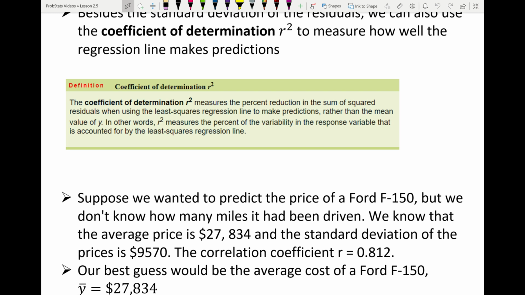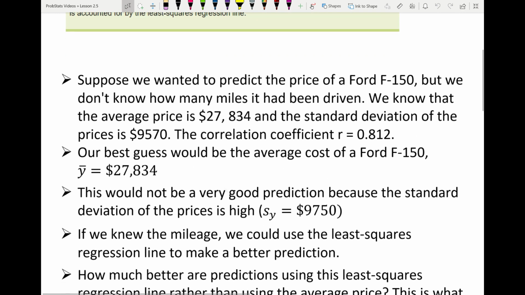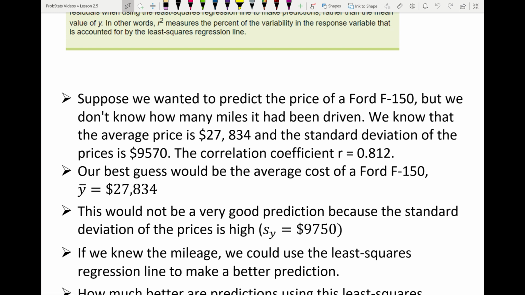Let's walk through an example so that we can get an understanding of what r squared measures. So suppose we wanted to predict the price of a Ford F-150, but we don't know how many miles it had been driven. We know that the average price is $27,834 from the data, and we know that the standard deviation of the prices is $9,570. We also know that the correlation coefficient is 0.812, so this is a good linear relationship.